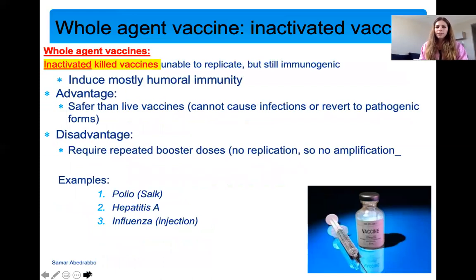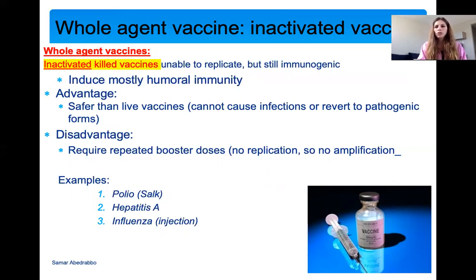Another type of whole agent vaccines are inactivated killed vaccines. This is when you take the pathogen and you inactivate it or kill it. So it's unable to replicate in the body, but it can still mount an immune response, which is what we want from a vaccine. And they mostly induce humoral immunity. This is the one that has to do with forming antibodies. The advantage is they're safer than live vaccines because they cannot cause infections, they can't replicate.